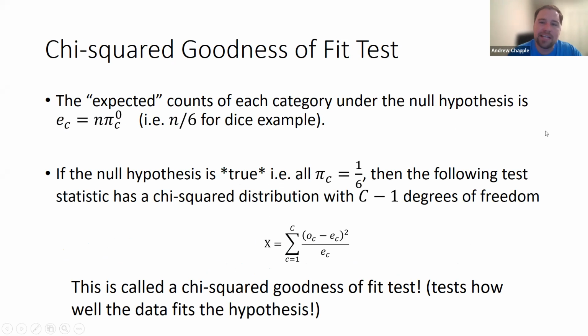How do I do this? I get the expected counts of each category if the null hypothesis is true. And all I do here is multiply n, which is my sample size, times my hypothesized values at each category. So if I'm doing the dice example, it's n over 6. If the null hypothesis is true, then this test statistic has a chi-square distribution with capital C minus 1 degrees of freedom. So it's the sum of OC, which is my observed count in each category, minus EC, which is my expected number of times that I would roll each category, squared, over EC. This is called a chi-square goodness of fit test.